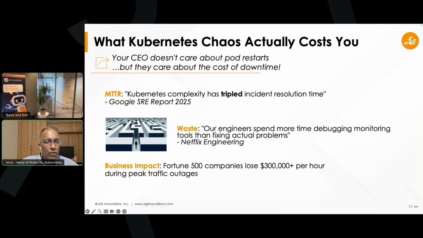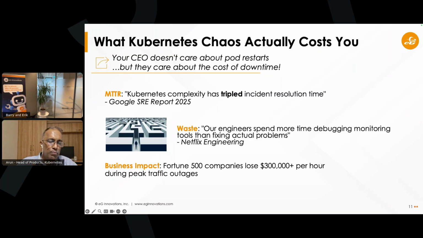So there is this concept of a Netflix case study, and Netflix reported that their engineers spent more time debugging the monitoring tool themselves rather than debugging the actual problems. And that happens because the traditional monitoring tools become part of the problem statement, not the solution, right? So you need the native Kubernetes monitoring. That's the takeaway. Otherwise, there's a cost impact.